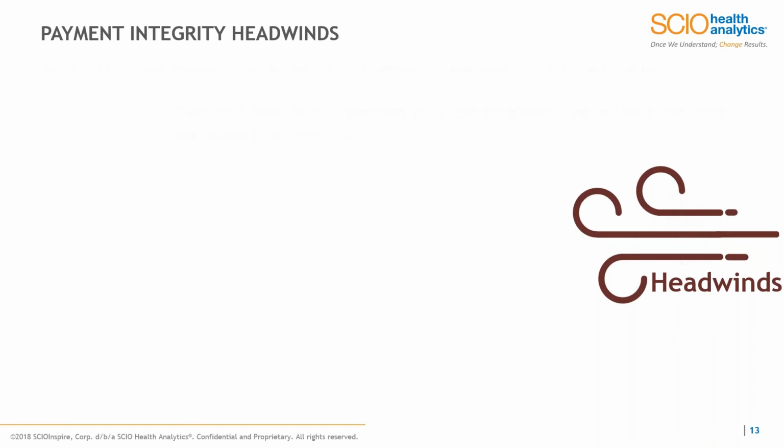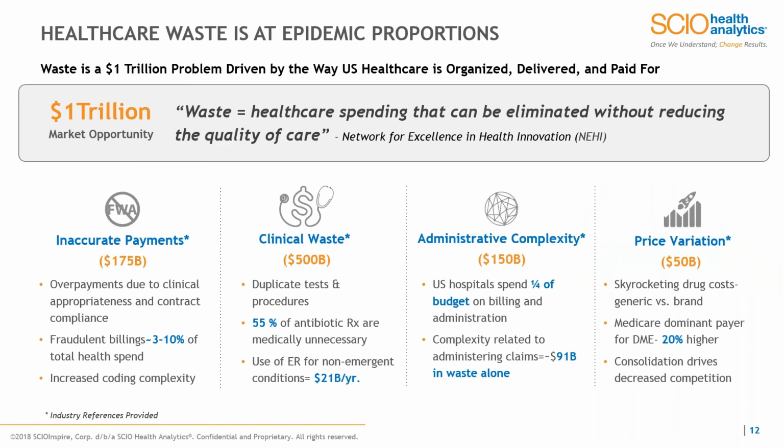Okay. Waste is a $1 trillion problem in the United States healthcare system. This is driven by the way our healthcare is organized, delivered, and paid for. The 4 main areas of waste are inaccurate payments, clinical waste, administrative complexity, and price variation. Fraudulent billings account for approximately 3 to 10% of total healthcare spend. This can include billing for services never provided, oftentimes with patients' participation in the fraud, or another example is billing claims for deceased patients.